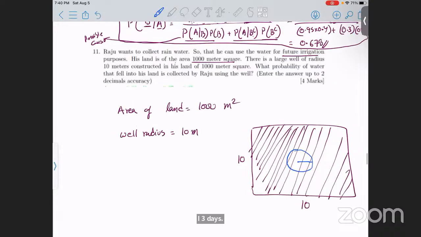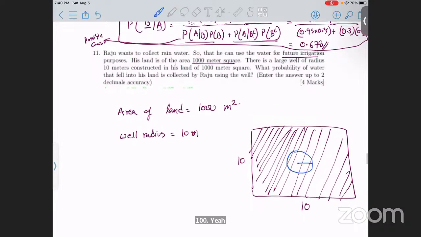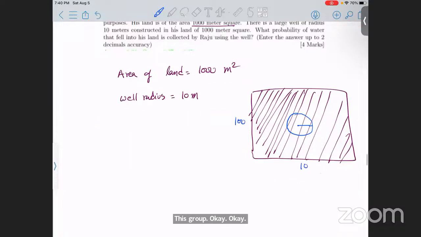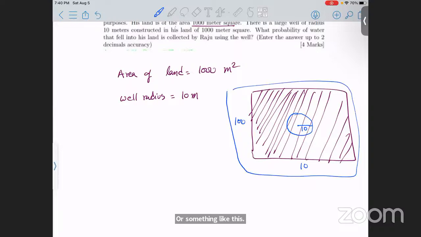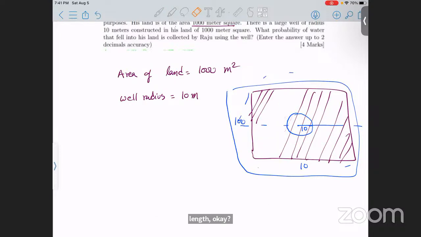Sir, one side of the land will be 100, I guess. Yeah, 100. Just wait. 100 and 10. Something like this. Just for imagination, this is radius 10. This is actually not the case because it is crossing the length, since 20 means it crosses the length. But it is not the case. Yeah, just wait.